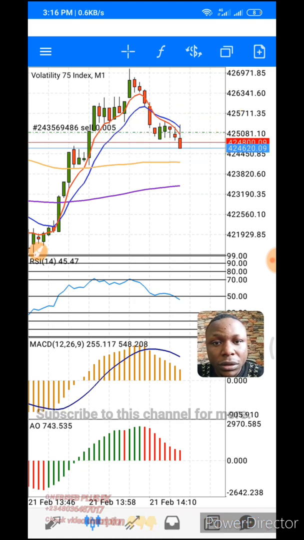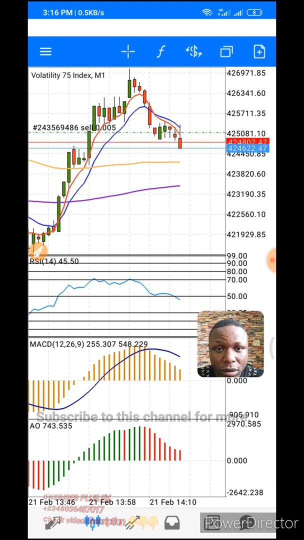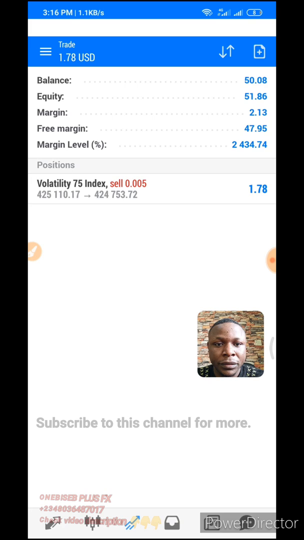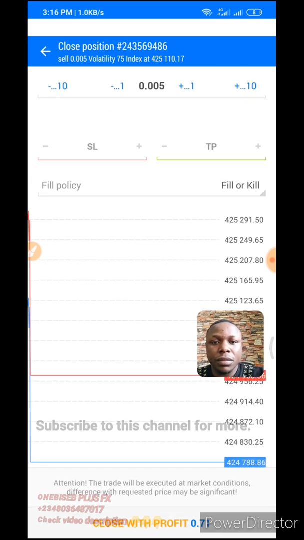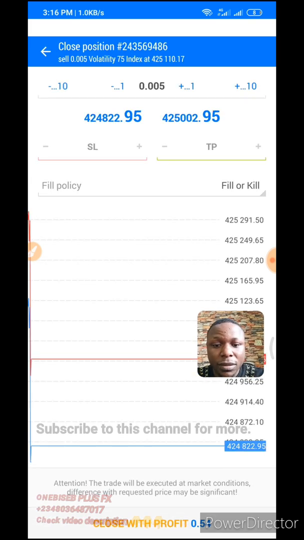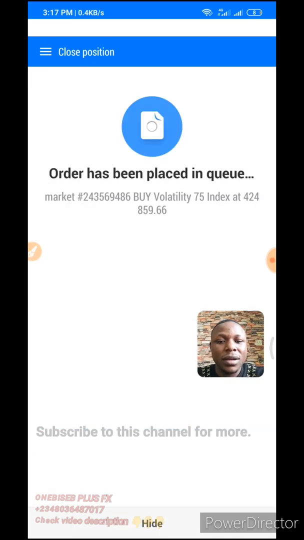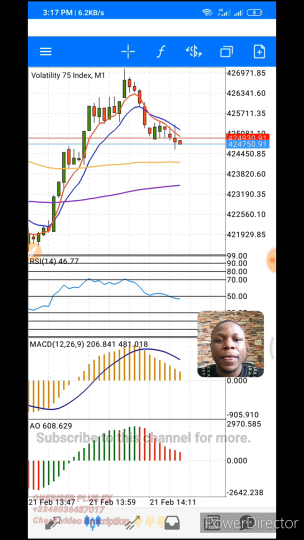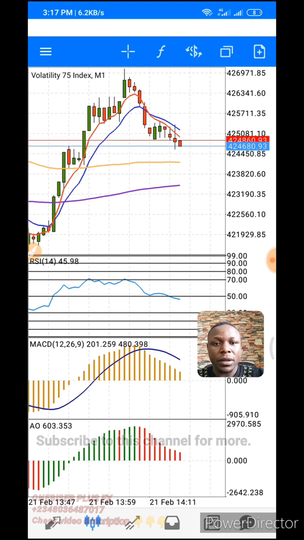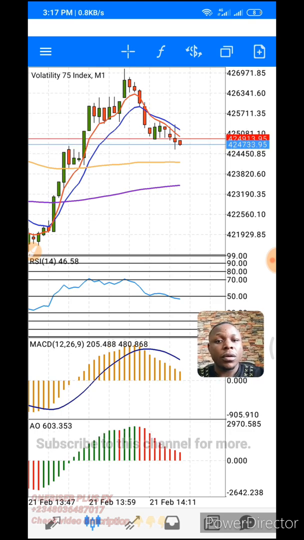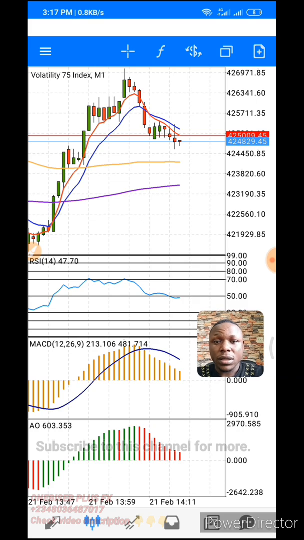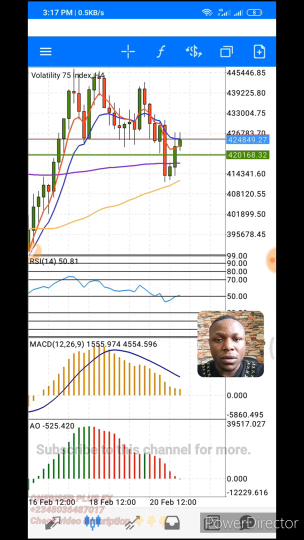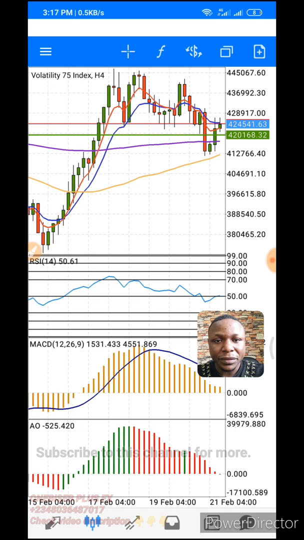So I want to try to exit now, though it's now breaking out in my favor, but I will exit. So I took about, you can see it has dropped again. Okay, so I was able to take 35 cents over there. It will still keep dropping. But if it's a long-term trade, you can use this also on the 4 hours time frame.